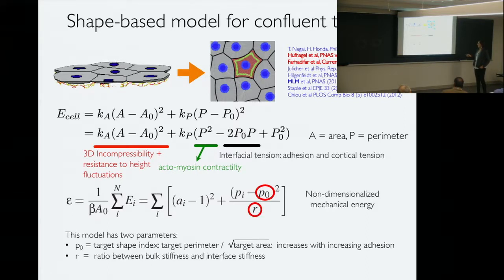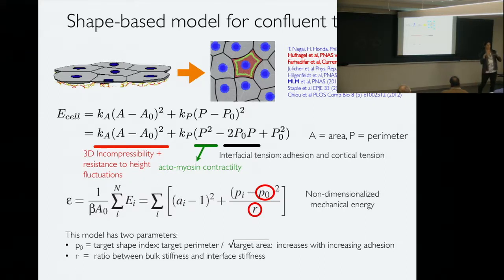I want to highlight in particular that you can non-dimensionalize the equation, and there's one really key parameter, which I'll call a target shape index. It's the target perimeter, the perimeter a cell wants to have, divided by the square root of the target area, so that's dimensionless. And the idea is as follows.